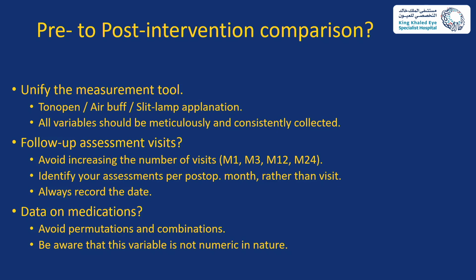Again, you have data on medication. Avoid permutations and combinations. What does this mean? If you have a variable that is called medication, and you are using a specific antibiotic A, antibiotic B, antibiotic C, make sure that you are not saying antibiotic A plus C plus 3, antibiotic 4 plus 5 plus 6. This will create a whole set of combinations and permutations that will be very complicated to analyze later on.